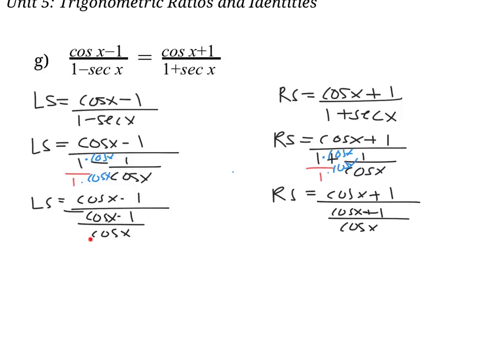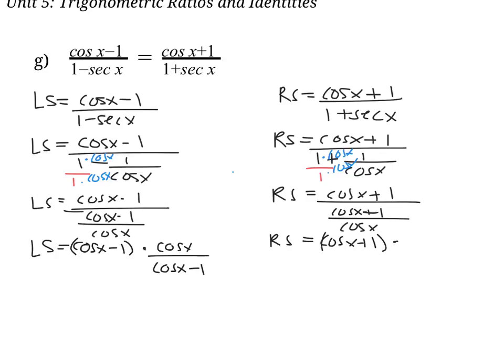So let's take this denominator here, and instead of writing it divided by this, let's change it to multiplied by this reciprocal. So this is equivalent to saying the left side is equal to cos x minus 1, all multiplied by the reciprocal of what's in the denominator right now. So multiplied by cos x divided by cos x minus 1. And then we can write the same thing on the right side. We can rewrite this as the numerator cos x plus 1 and then multiplied by the reciprocal of the denominator. So times cos x over cos x plus 1.